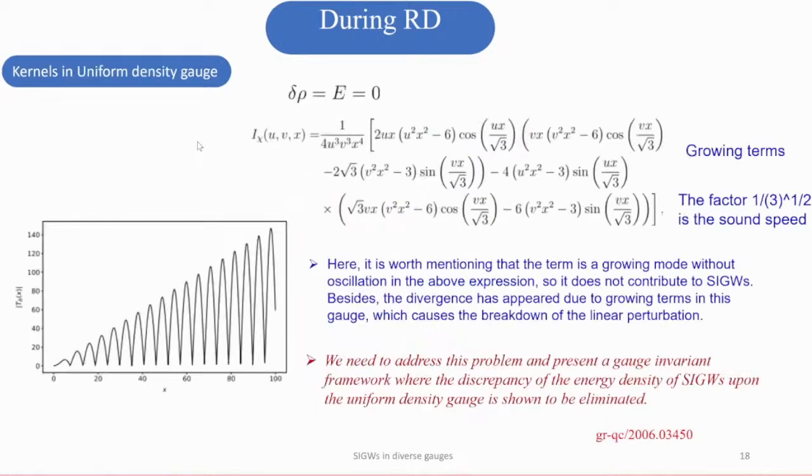Further, in the uniform density gauge, you can see we just find the previous calculations. We just have the final result because of the lack of time; I didn't write all the details. We just have the result of the kernel function in uniform density gauge.